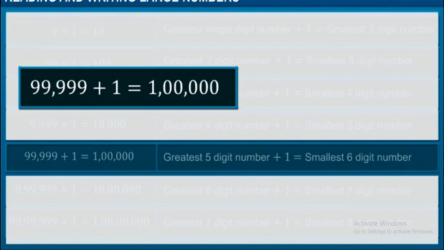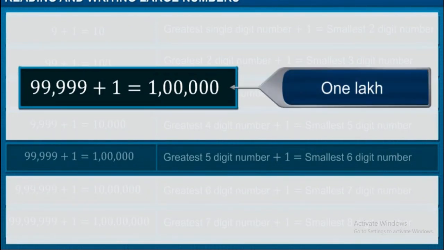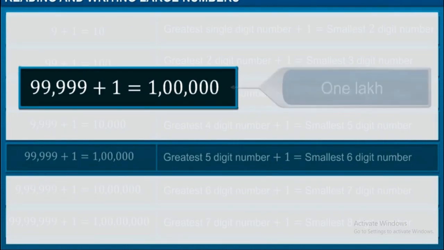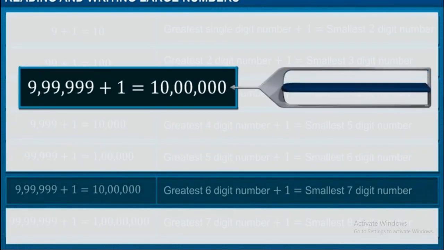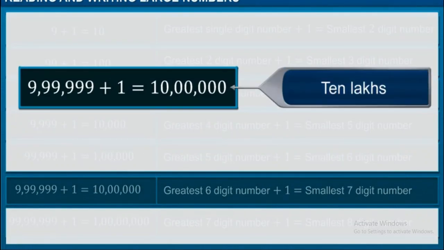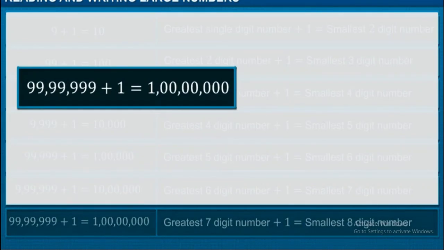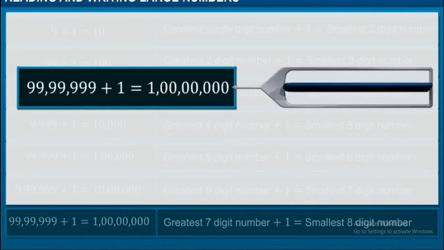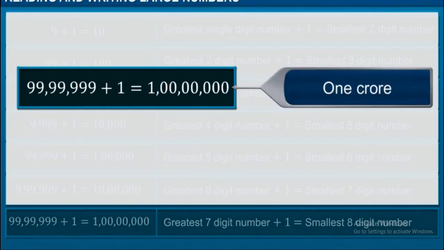The number with 5 zeros is 1 lakh, and with 6 zeros is 10 lakhs, and 1 with 7 zeros is called 1 crore.